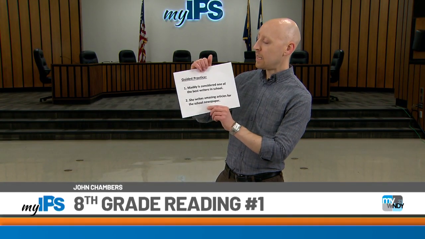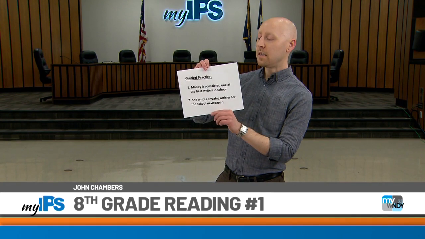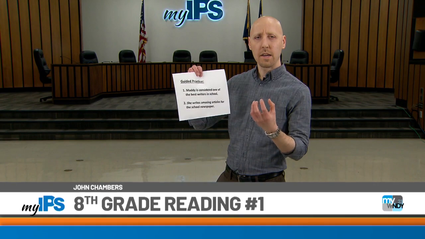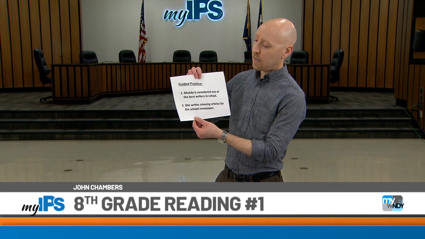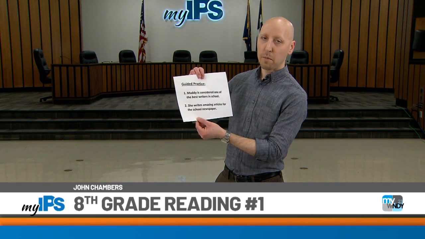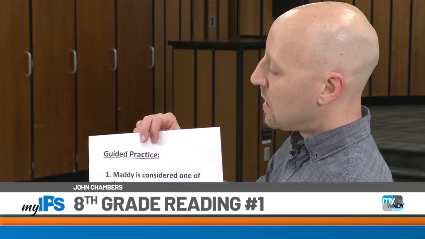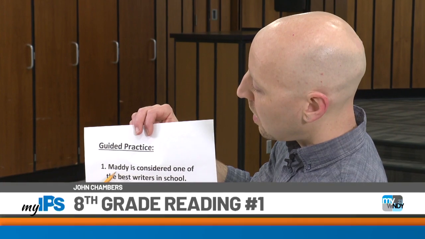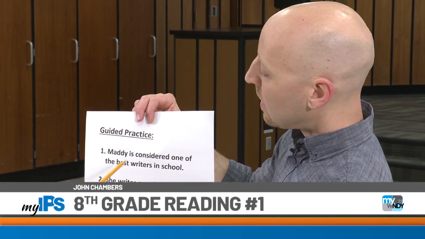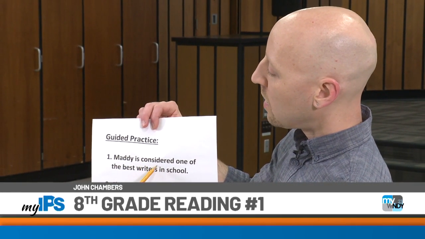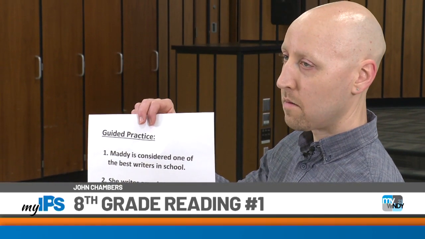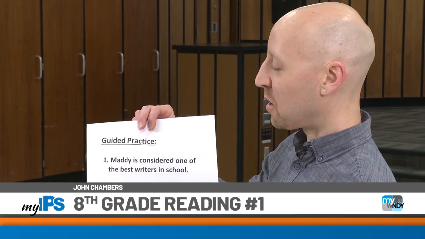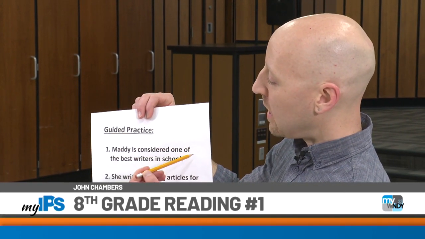So Maddie is considered. For these directions, we want to find the simple subject, so the one noun or subject that is in the sentence, and then write P for passive or A for active. So Maddie is our simple subject, and so I think we could underline that at home. And then is considered. So is she actually considering, or are others considering her? I'm imagining you say others are considering her, so that makes it passive. So let's write a P next to it.